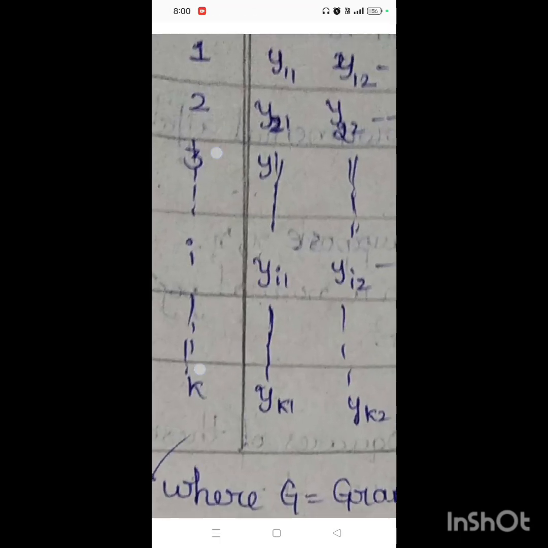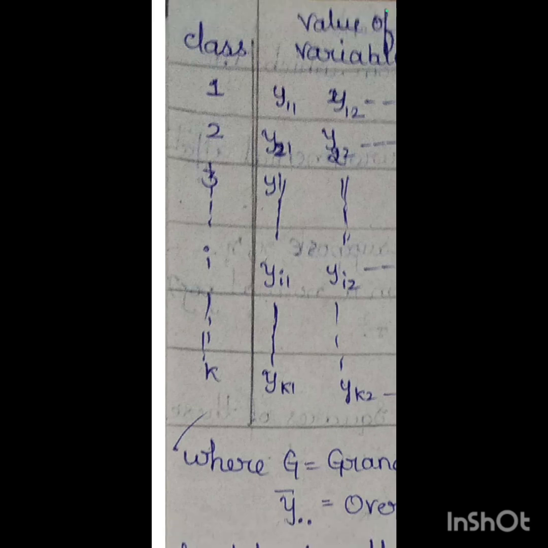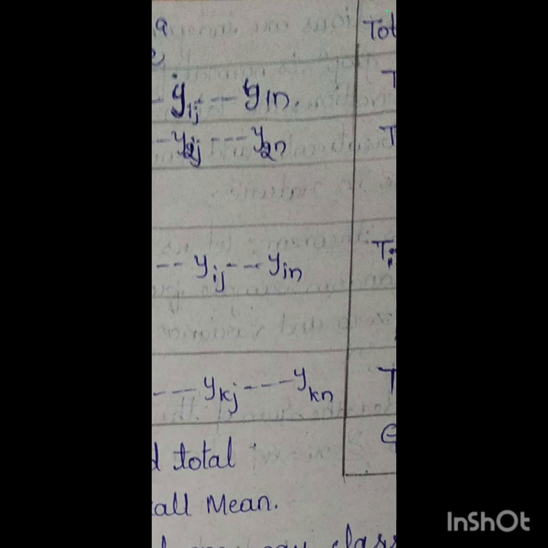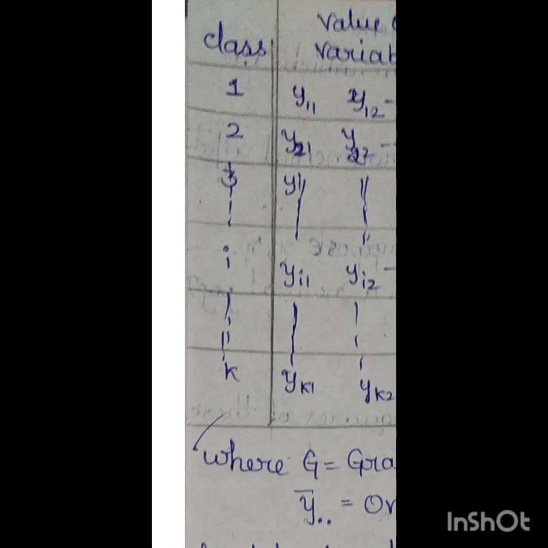You can see here are your observations. So y11, y12, y1j, y1n. Second classification or second row, y21, y22, y2j and so on y2n. Similarly, if you consider the ith row, yi1, yi2, yij and so on yin. So i values are taken here, that is 1 to k.